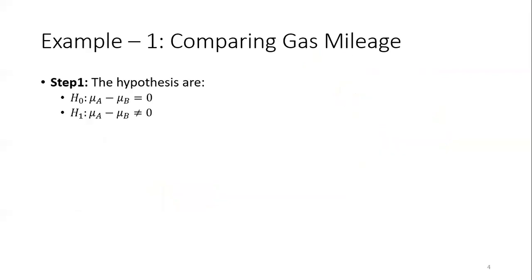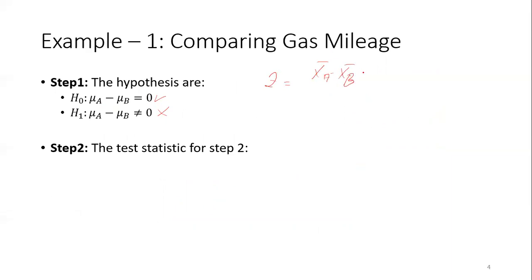Well, the hypotheses are whether mu A is equal to mu B, or mu A minus mu B is equal to 0 or not. Okay, so this is my hypothesis. So what is the test statistic? Remember, the test statistic is Z, that's equal to x1 bar minus x2 bar. So I have here xA bar minus xB bar minus (mu A minus mu B), right?